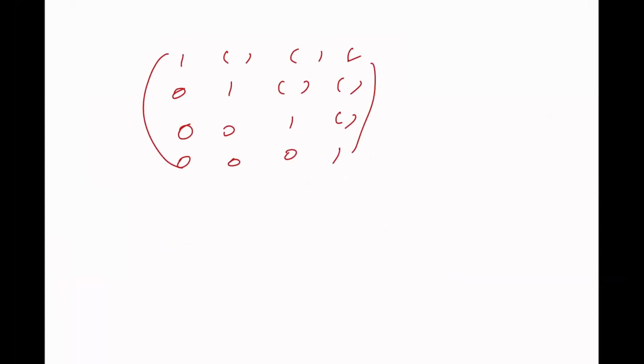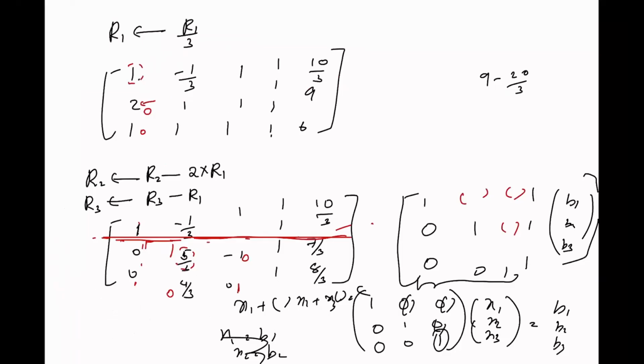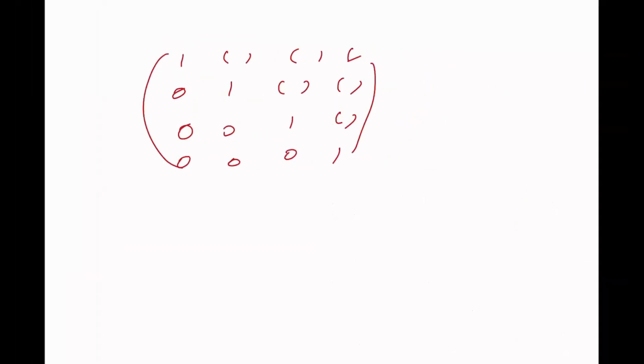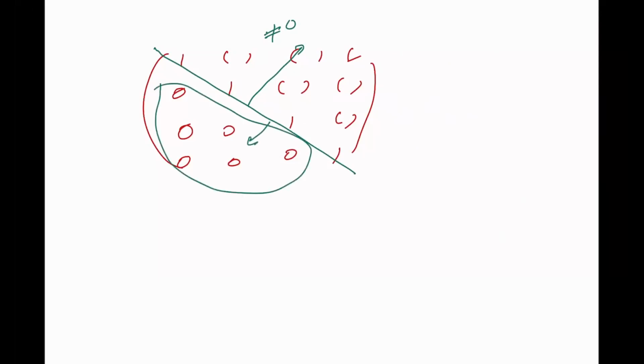If you take this as a matrix and draw a diagonal like this, the part above the diagonal can contain non-zero values, but the part below the diagonal should all contain 0. This cannot contain any non-zero value.